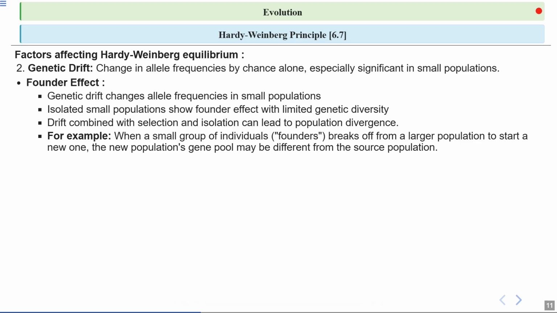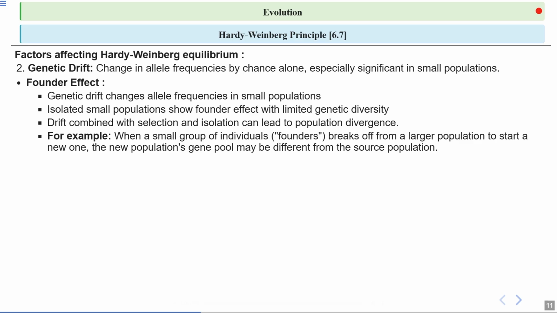Now let's talk about the founder effect. What is founder effect? Genetic drift changes the allele frequencies in the small population. So genetic drift basically affects small populations. These isolated small populations show founder effect with limited genetic diversity. The population is already small, which means they have limited genetic diversity. So these small populations show founder effect.